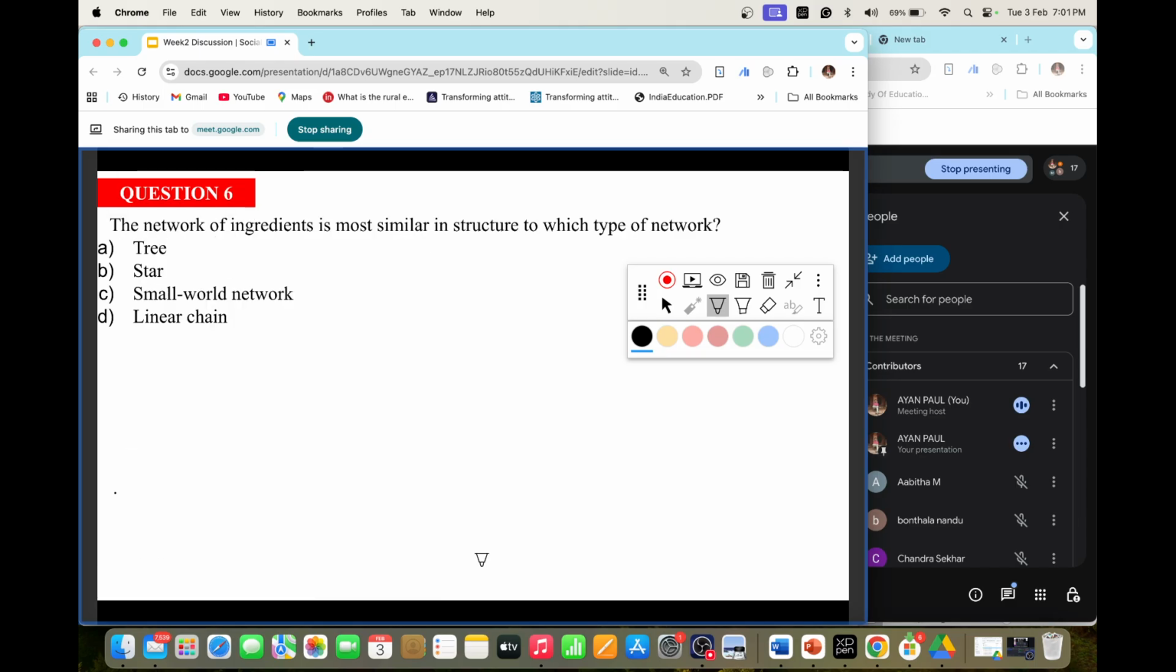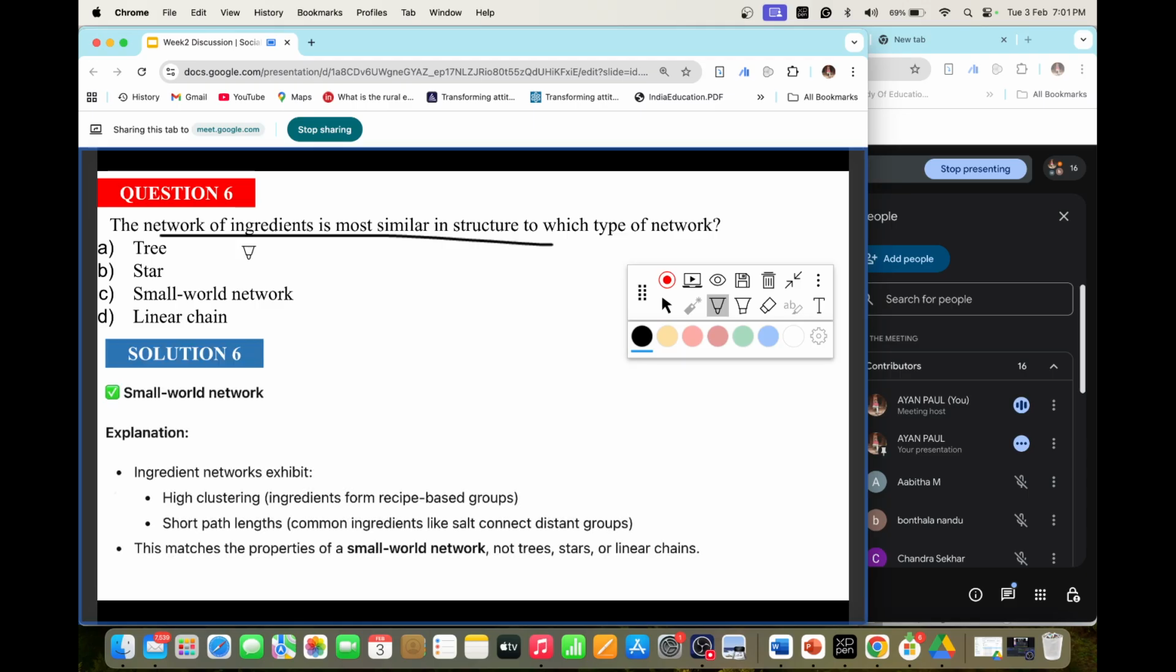And then the last question of this case, question number 6. The network of ingredients is most similar in structure to which type of network? Tree, star, small world network, or linear chain. So that is very easy. That is small world network.